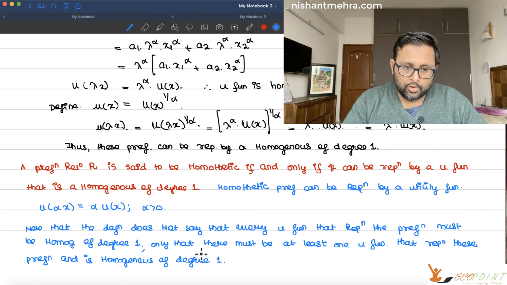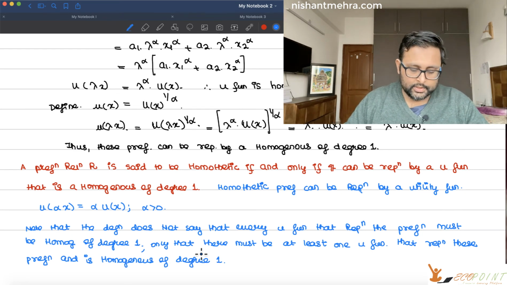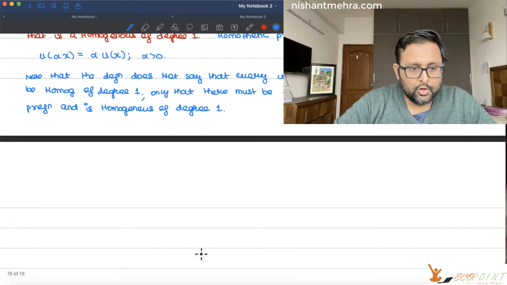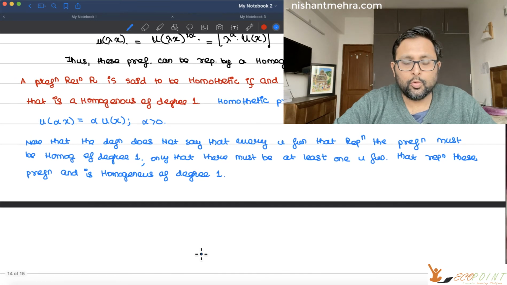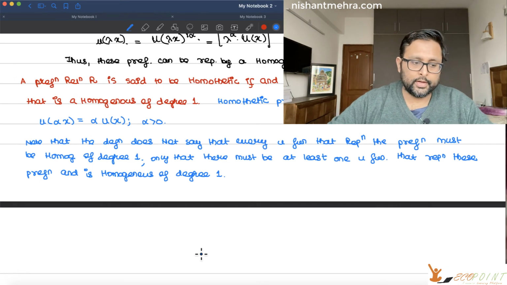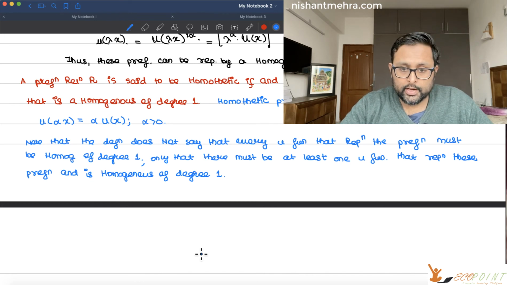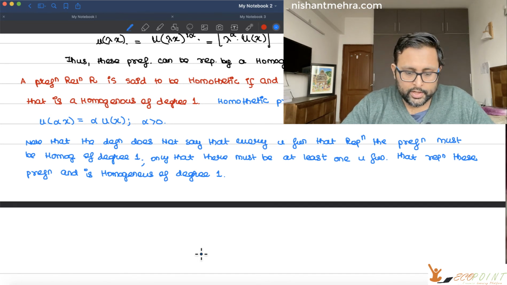So I think I need to talk a little bit more about this point. So I'll bring a little proof tomorrow with this. But I just want to do one more thing today, right? So I might have to talk a little bit more about homothetic preferences, and I want to talk in a little detail about this homogeneous of degree 1 point. So I'll bring one small definition also tomorrow.